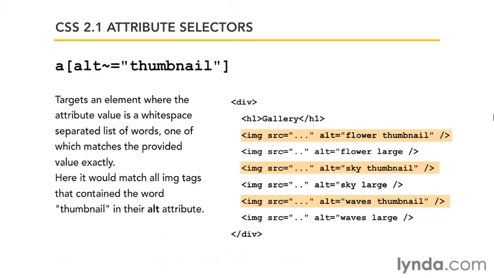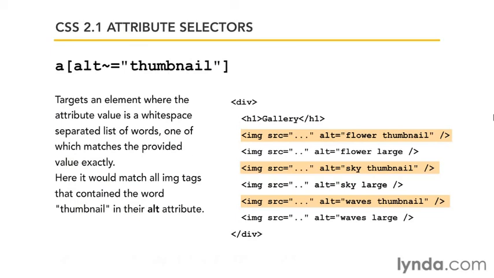By adding a tilde in front of the equals sign, you can change the attribute value to match any space-separated values where at least one of the values matches the inputted string. This is a little easier to visualize, so you can see here where the attribute selector is matching any image that contains thumbnail in its alt tag value.